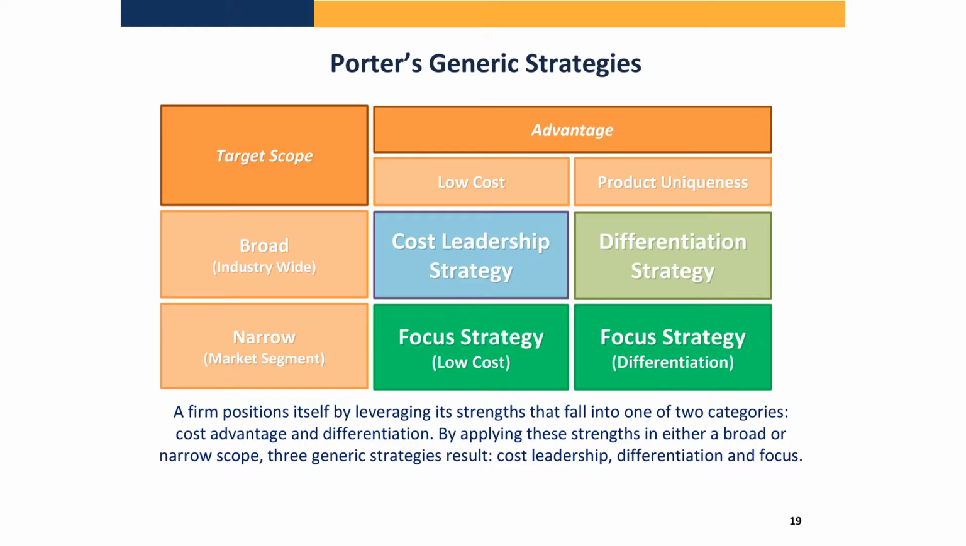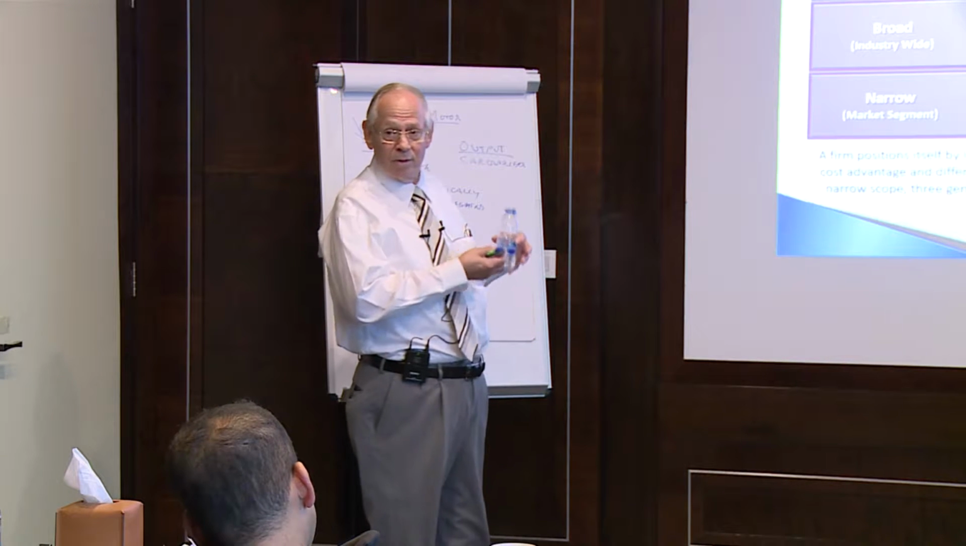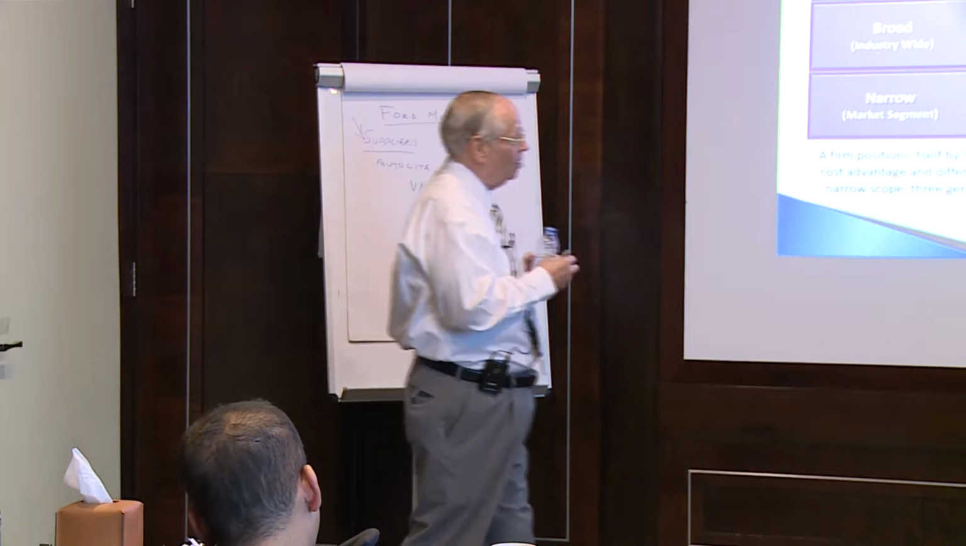So, you have a broad industry-wide target. You have cost leadership strategy, which is low cost, or product uniqueness, which would be differentiation strategy. A narrow or market segment scope, you would use a focus strategy, low cost, or you could also use focus strategy for differentiation. So a firm positions itself by leveraging its strengths that fall into one of two categories, cost advantage and differentiation. By applying these strengths in either a broad or narrow scope, 3 generic strategies result: cost leadership, differentiation, and focus. It's really the same thing that we looked at before in the Porter. It's just a different model, but it's basically the same thing.